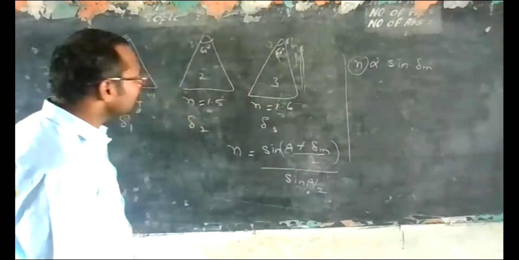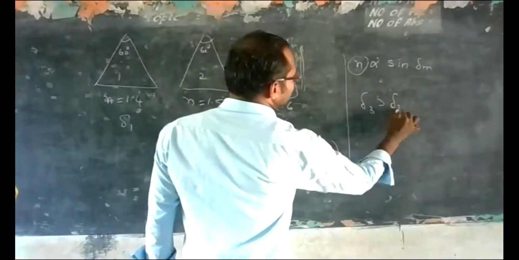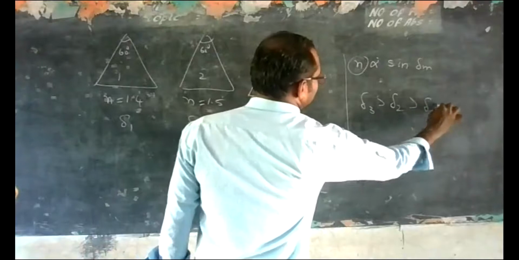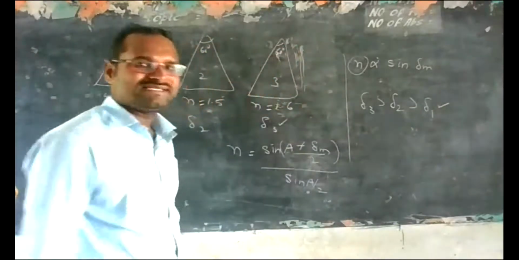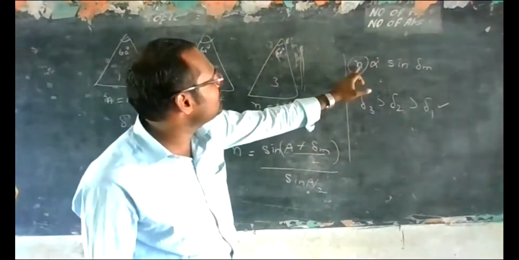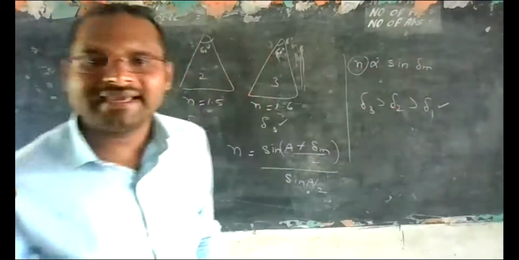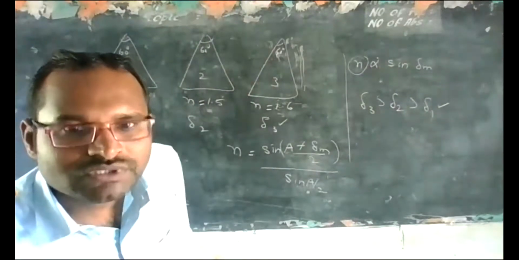Which one will be greater? Delta 3 will be greater than delta 2, which is greater than delta 1. So this should be your answer, because the n value is increasing. For which n value is more, the delta value should be more. Okay? So option should be sharing.